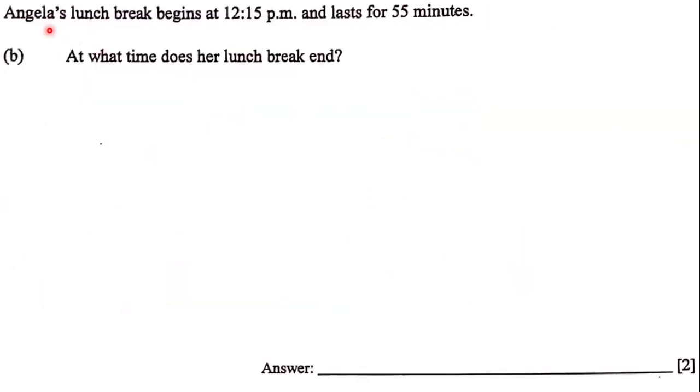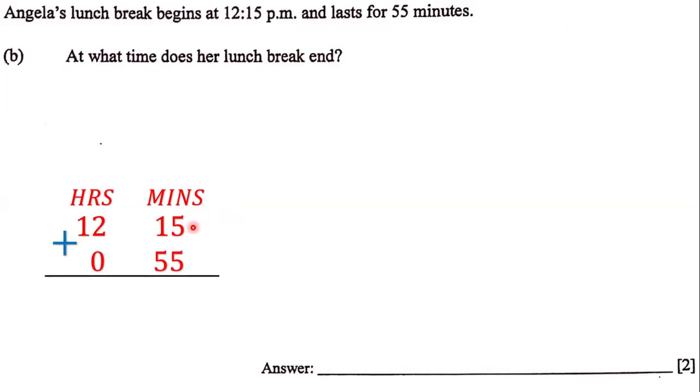It says Angela's lunch break begins at 12:15 p.m. and lasts for 55 minutes. At what time does her lunch break end? And so what we have here is hours and minutes. Her lunch break starts at 12:15, so we have 12 hours and 15 minutes, and we have to add 55 minutes to that. Now, when we add in 55 minutes, we have 5 plus 5, and 5 plus 5 is 10. Put the 0 down, put the 1 up. 1 plus 1 is 2, and 2 plus 5 is going to be 7.